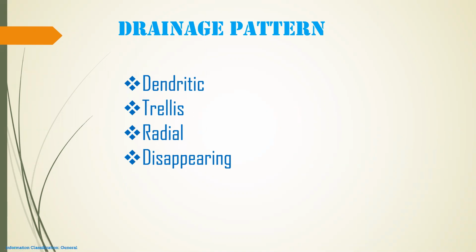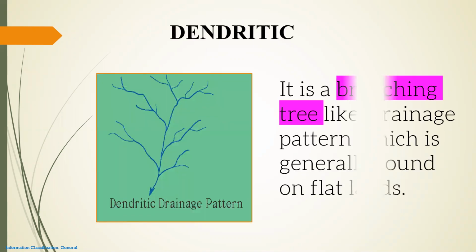Let us see how we can identify these drainage patterns. No need to memorize these theories about the drainage pattern by heart. Just draw these figures in your mind, then you can easily identify. For a better understanding, see this theory part. The dendritic drainage pattern is a branching, tree-like drainage pattern which is generally found on flat lands. In our topo sheet, we can see this type of pattern, and generally we can find this on flat lands.